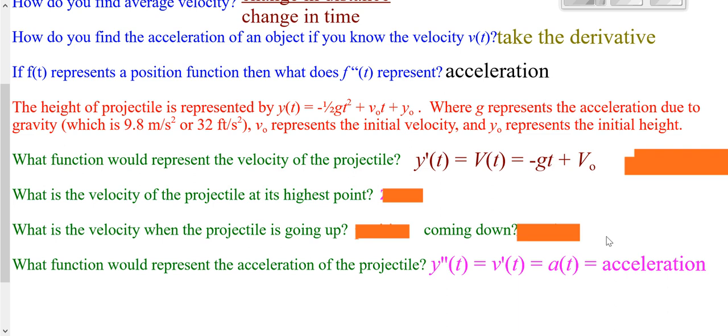Now, if you were throwing an object up in the air and it would come back down, at the very highest point here, you're not going up, you're not going down, your velocity would be 0. So you'd be going up and down. Right up here, your velocity would be 0. Now, when you're going up, we would say your velocity is positive because your distance from the Earth is increasing. When you're coming back down from the top point, we would say your velocity is negative because your distance to the Earth is decreasing.